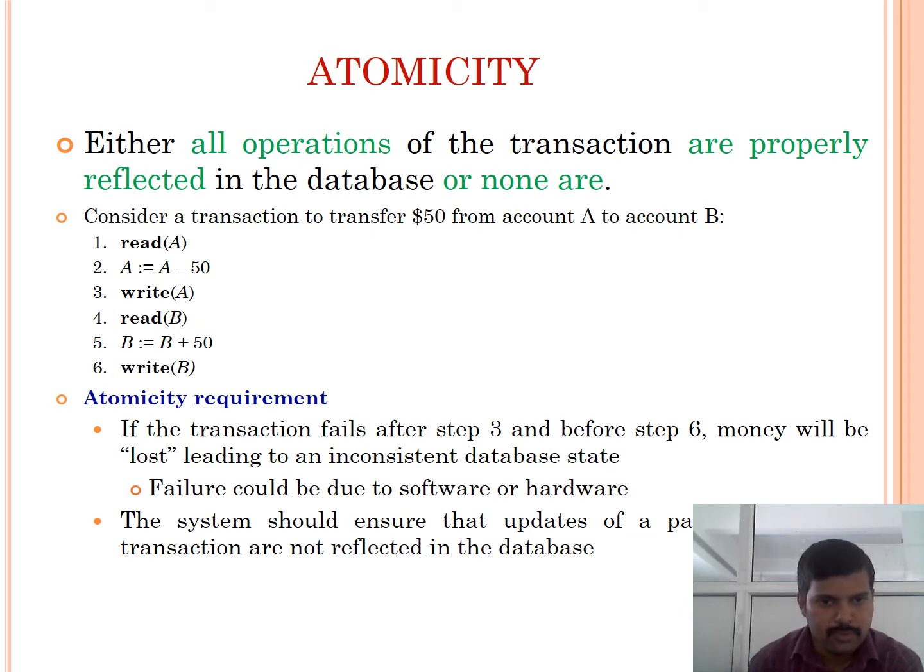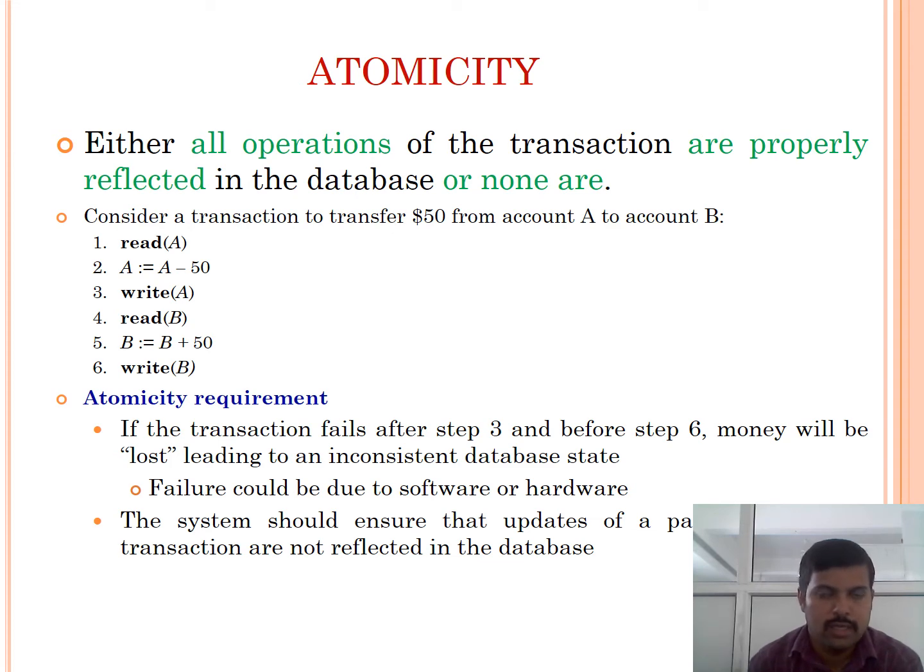Now consider that after step 3, that is, after updating the value of A, the system has failed before crediting it to B. Now the amount from A is debited but it is not credited to B. If the system fails at this point, it will be in an inconsistent state. Here what atomicity says is that if the amount is debited from A, it should be credited to B. That is, the transaction should be completed fully, or else the debited amount from A should not be reflected.